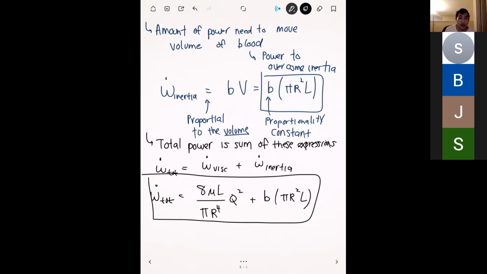You can see that we have this formula here. On the one hand, we have the viscous term, which has r to the 4th on the bottom. That tells us that if we decrease the radius, this first term is going to go up because we have r in the denominator. But if we increase the radius, we also increase the amount of work to overcome inertia, which is encapsulated by that second term. Remember, our goal here is to minimize this.